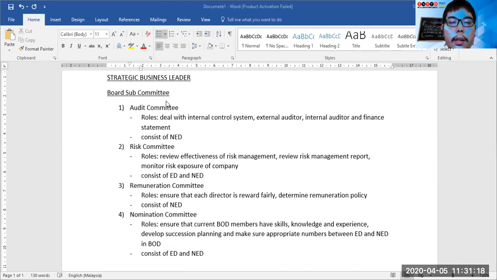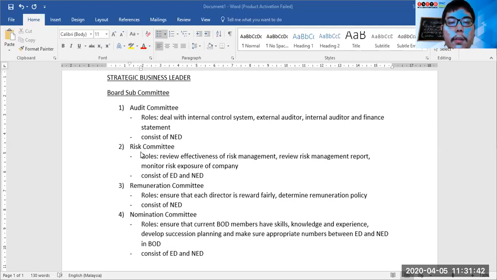In the audit committee, the best practice is that it consists of NED, because in the audit committee we want everyone to be independent. So this is why it is good practice to have only NED in the audit committee. Next is the risk committee.